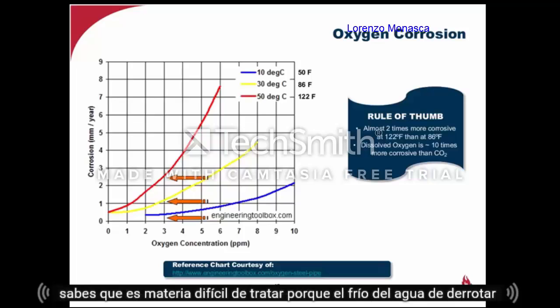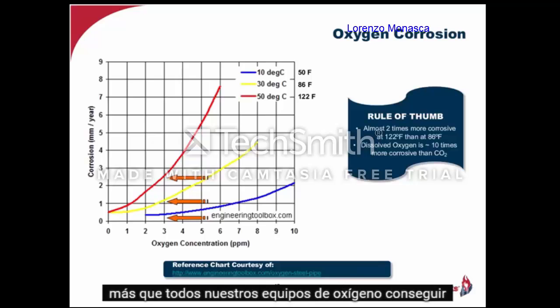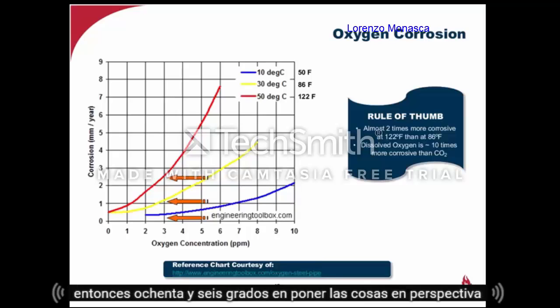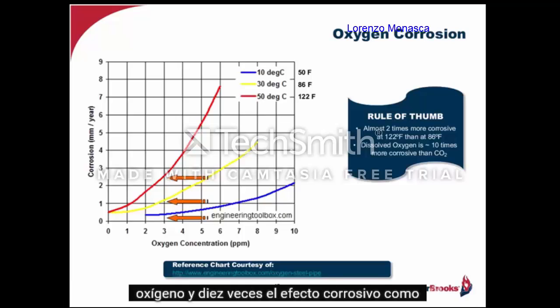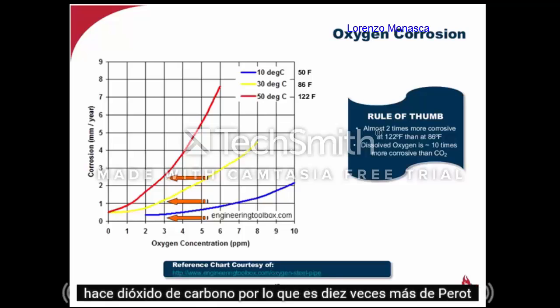And you know, it's tricky stuff to deal with because the colder the water in the feed tank, the more O2 or oxygen it contains. And then as it heats up, the more corrosive it becomes, as you can see on the slide. Almost 2 times the corrosiveness at 122 degrees Fahrenheit than at 86 degrees. And to put things in perspective, oxygen has 10 times the corrosive effect as does carbon dioxide. So it's 10 times more corrosive than CO2. So we need to get rid of it before it does its insidious damage.